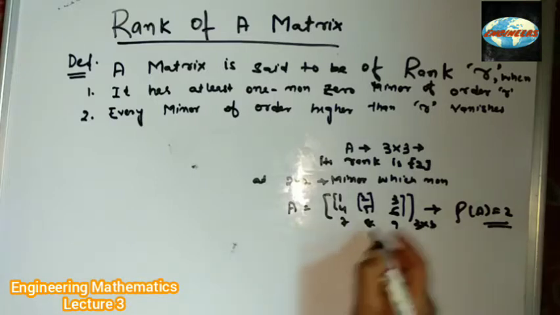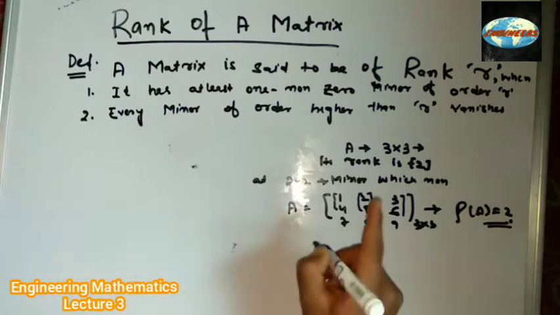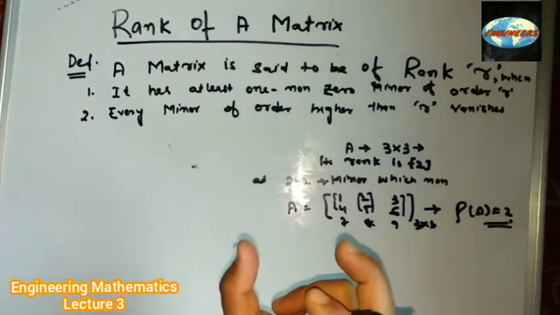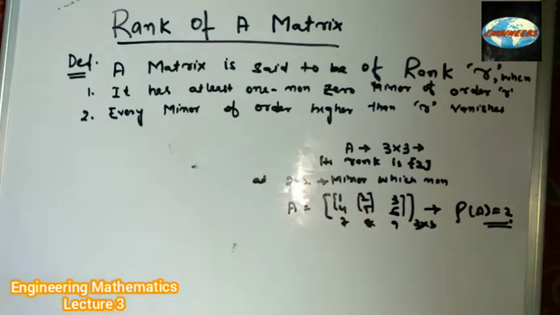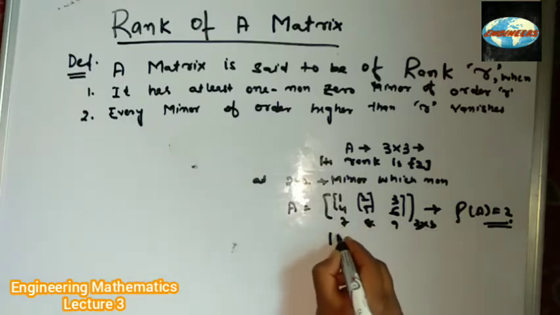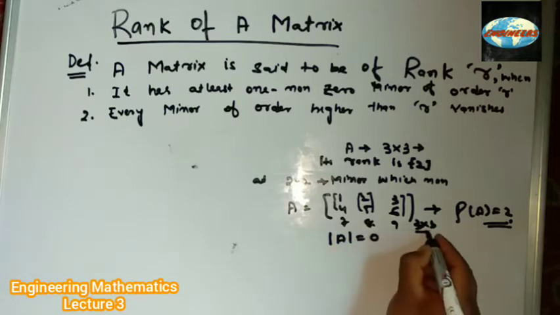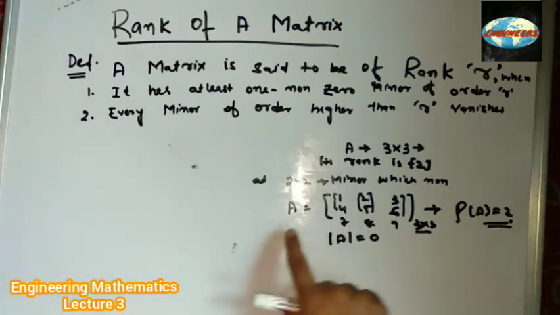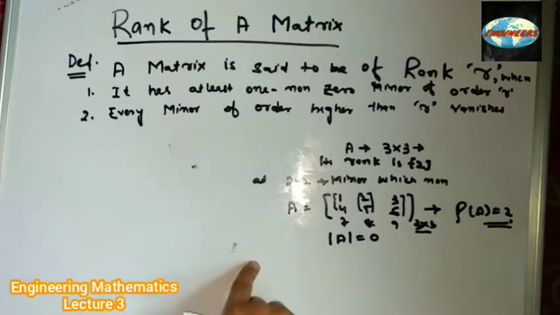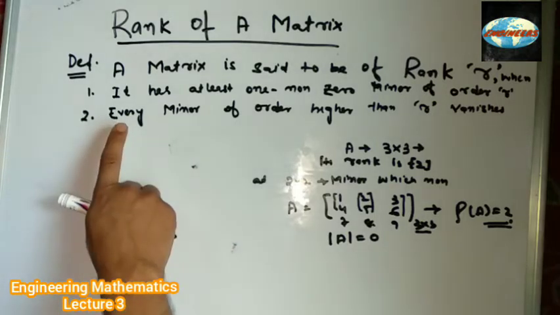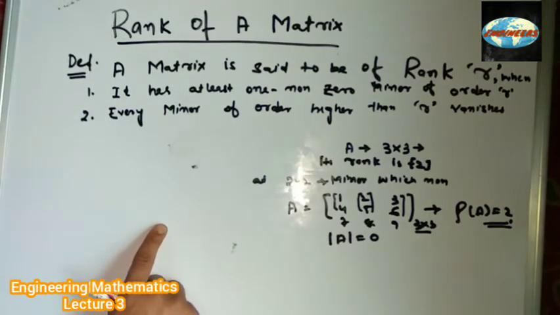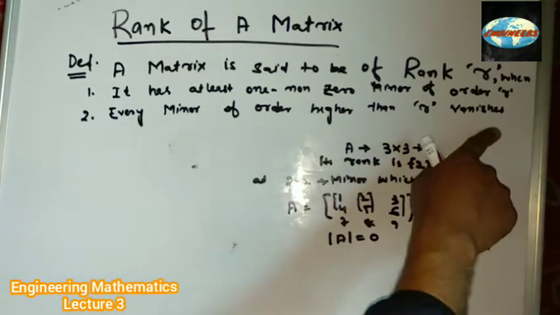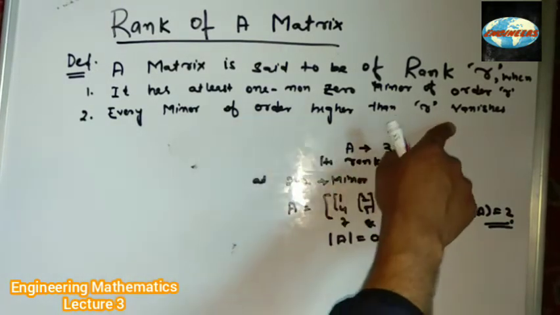So in that case, if rank is 2, that means it has at least one non-zero minor of order 2x2, and the minor of order higher than 2 is 0, that means vanishes. Its determinant value will be 0, because the higher order minor, greater than 2, will be of order 3x3, that is just the determinant of a matrix, equal to 0. So that is the basic definition of a rank of a matrix. It has at least one non-zero minor of order R, and every minor of order higher than R vanishes.